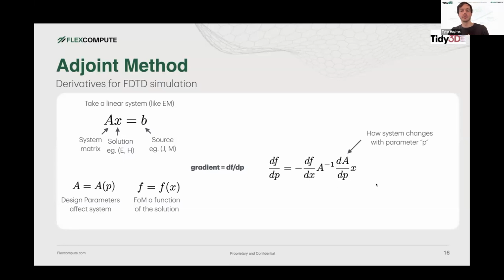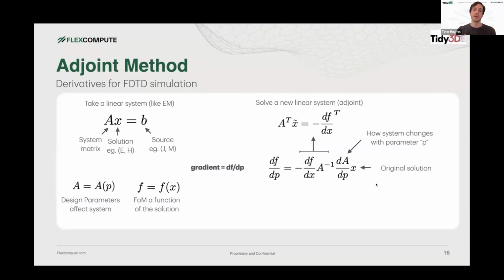This expression includes the change in the system matrix with respect to each parameter. For example, if I move a waveguide, this would select out the area that got changed from that parameter change. It involves, critically, the original electromagnetic fields from the original system that you're solving. And then you have this ugly term here. The key with the adjoint method is to group this term on the left together and identify it as just another field solution.